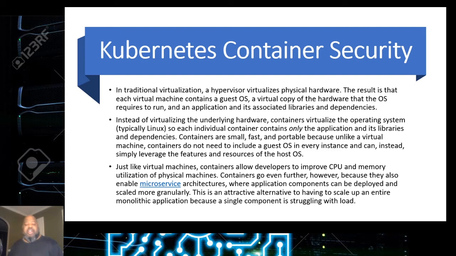Containers can go even further because they also enable microservice architecture, where application components can be deployed and scaled more granularly. That is an attractive alternative to scaling up an entire monolith application because a single component is struggling with the load. So a microservice at a high level is: I have an application, I break it out into smaller pieces, and I let those pieces communicate. Say the web portion was struggling, I could spin up multiple containers of the web portion and let the database be one container, because obviously it's going to have a little less traffic. So that's the vision of microservices.